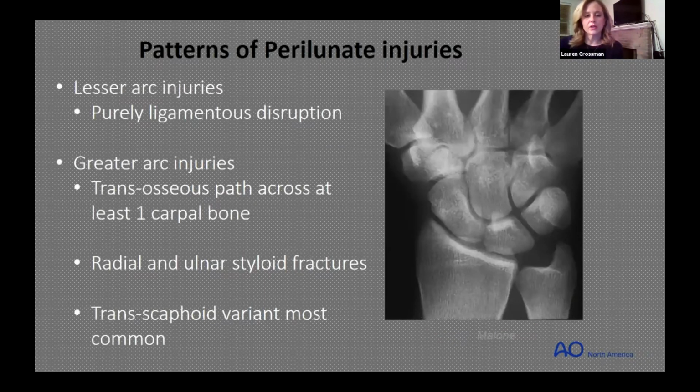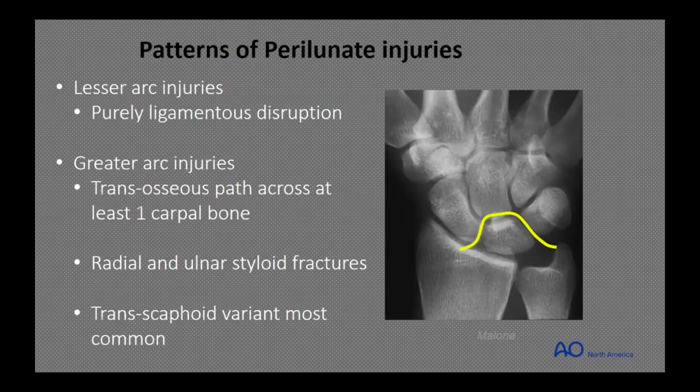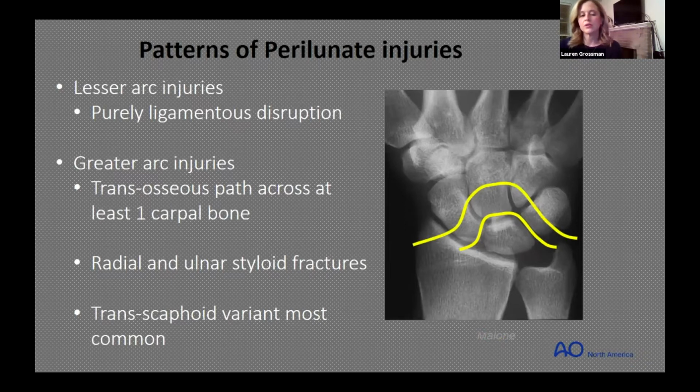So there are 2 different types of patterns of perilunate injury. There's the lesser arc injury, where we see here with this yellow line, where it's a purely ligamentous disruption. Your SL, your capitate dislocates from your lunate, and you have an LT injury. And then there are greater arc injuries, which include transosseous pass and at least 1 carpal bone.